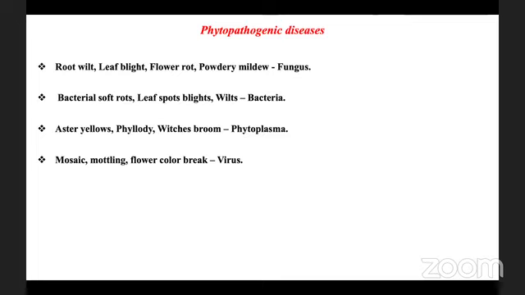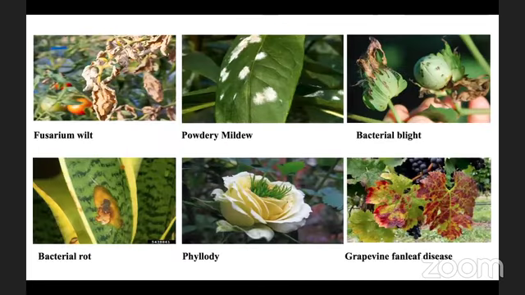And viruses: we can commonly see viral diseases too, which cause mosaic leaves, leaf color break, and flower color break. So these are the plant pathogens already creating havoc and ultimately reducing crop yield. In this picture we can see Fusarium wilt in a tomato, where the leaves are completely dried, the growth of the plant is hampered, and it will die.